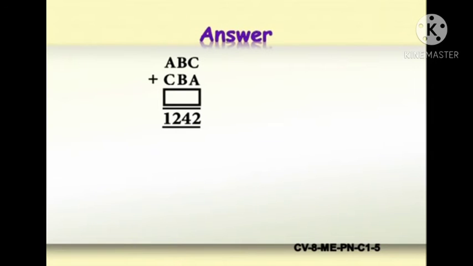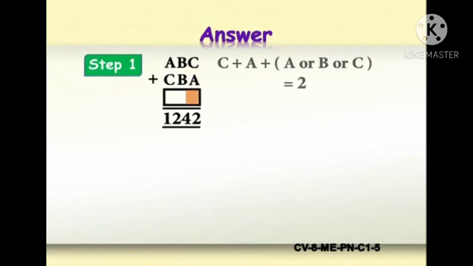Answer. Shall we get into the stepwise procedure? Yes, step 1. The sum of digits in the unit place is giving 2. Means C plus A plus another A or B or C is giving 2. And A, B, C are consecutive digits. If another A is considered, it becomes C plus 2A minus 2, which is not possible.